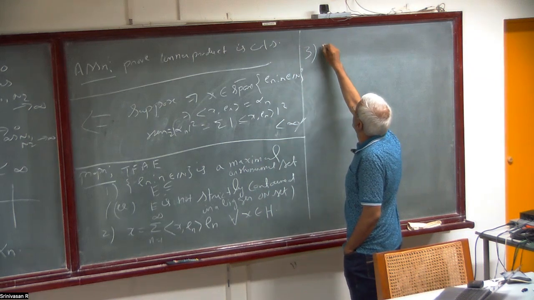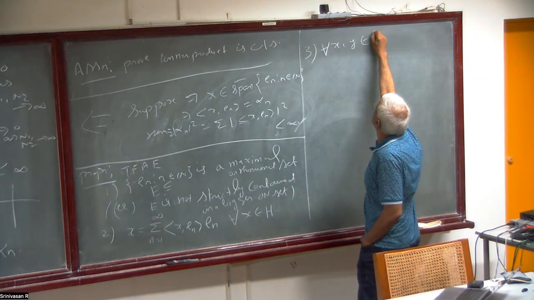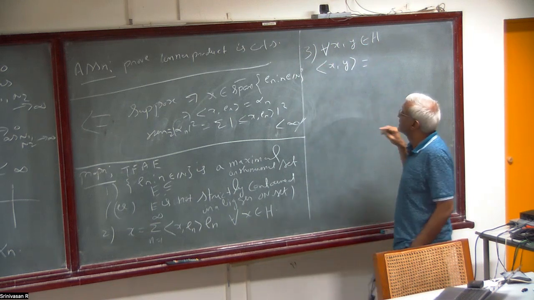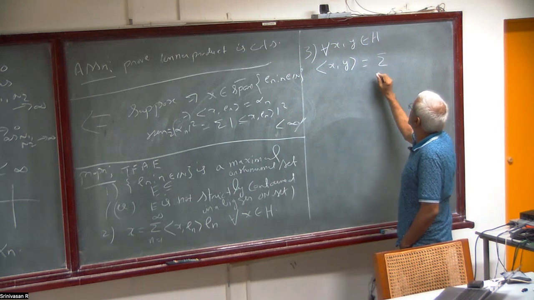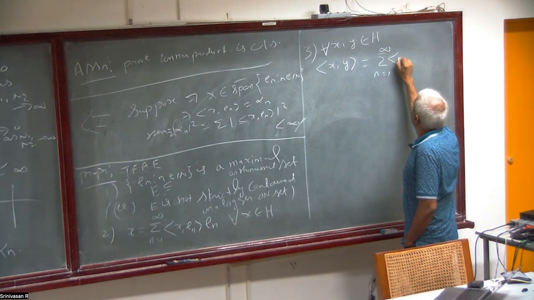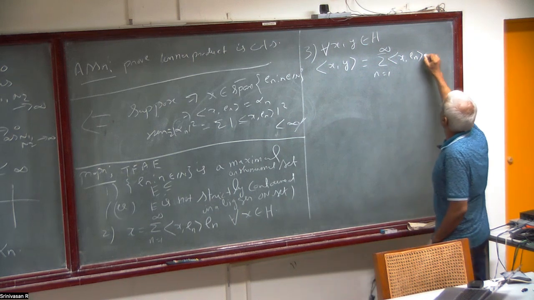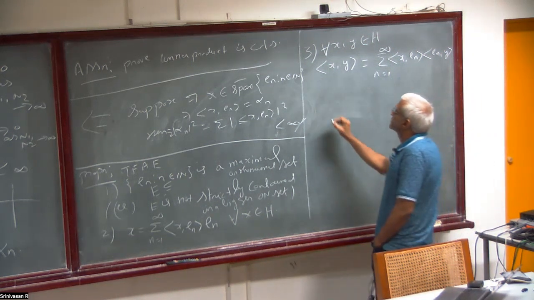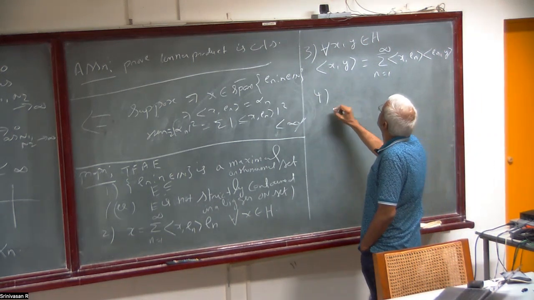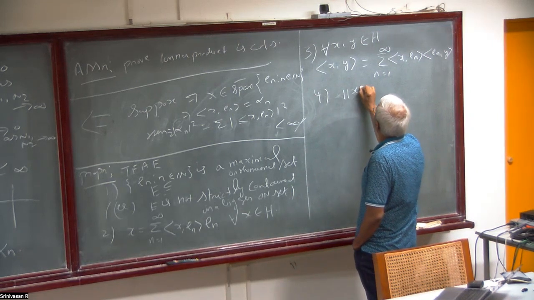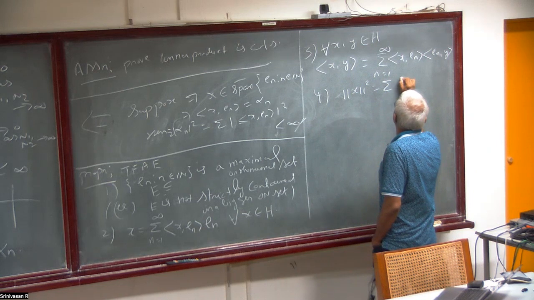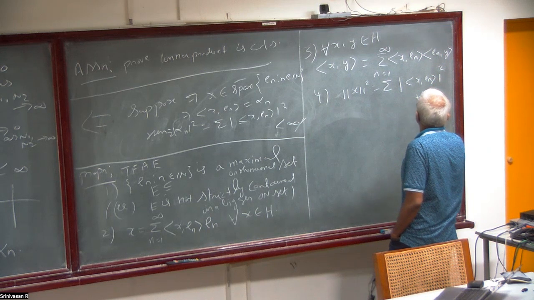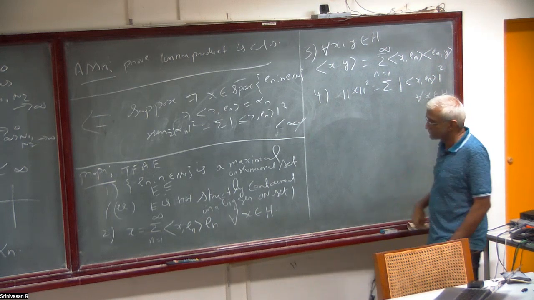3, for all x, y in H, if you have 2 of them, then you can compute the inner product like this. It is equivalent to this: summation n equal to 1 to infinity, you take this inner product and you take that inner product. This is just a particular statement of this, which is the norm x square equal to summation of mod x, En square for all x. Okay.